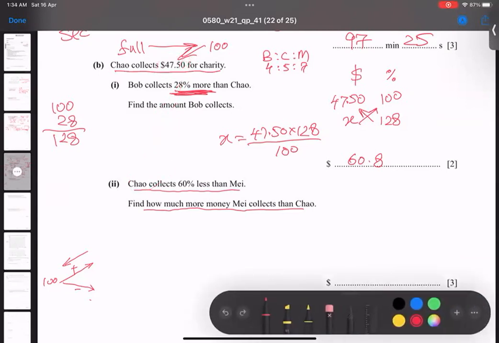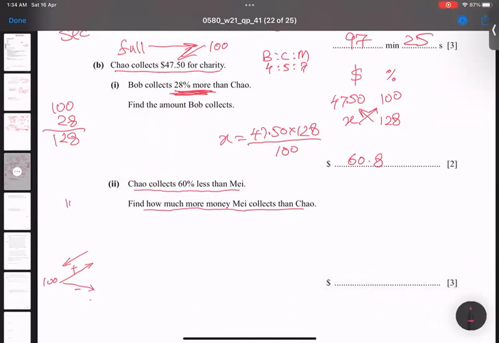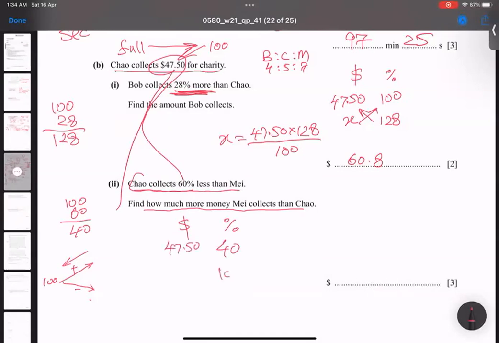So what is this technique? It means from 60% less, we get 40. So C collects 60% less than M. So M, I don't know. Again, write two things, dollars and percentage. He said 60% less, so C collects 60% less. It means this is 60% less. So I will keep it at 40% and that equals 47.50. And I want to find what equals 100%.